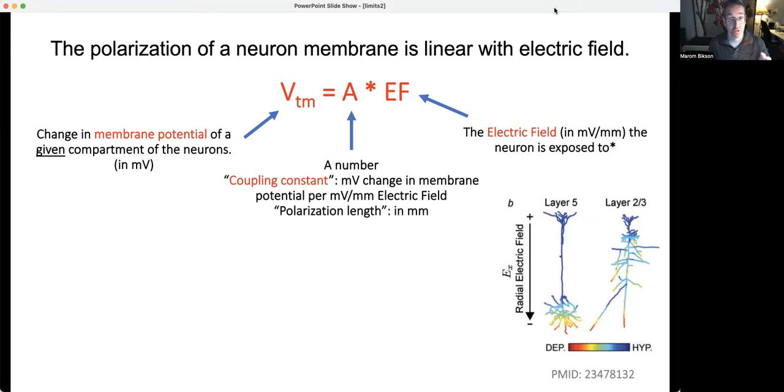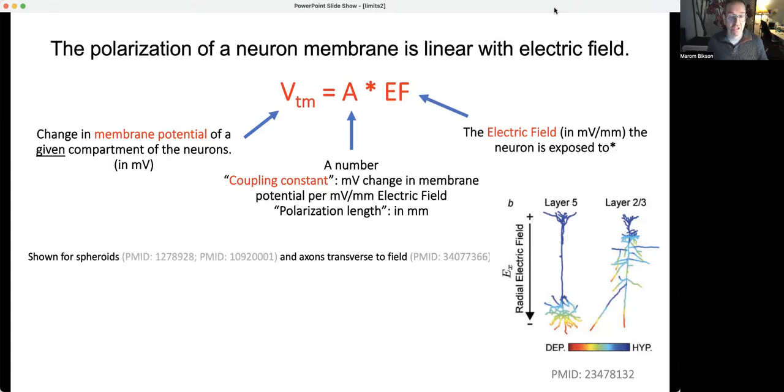And different neurons and different compartments within each neuron will have different coupling constants. So a lot of times we say, for example, that an axon terminal may have a rather large coupling constant compared to a soma, and that's why it might be polarized more.